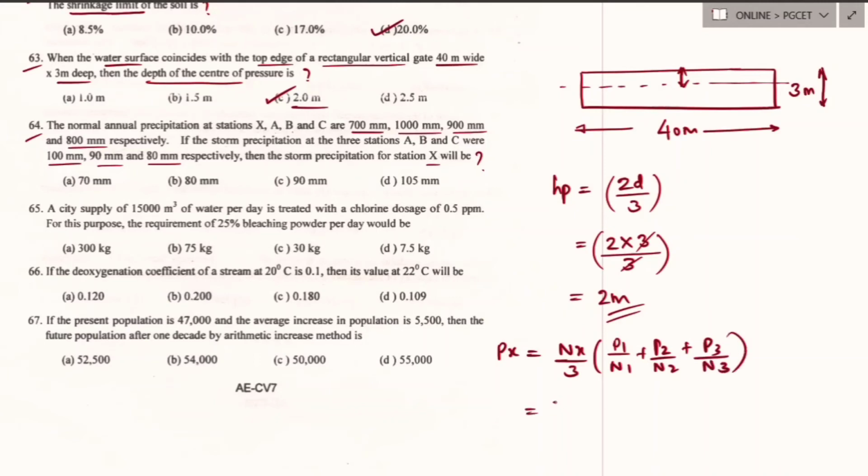It is equal to Nx, the normal annual precipitation, that is 700 mm, divided by 3, times P1, the storm precipitation. So at station A, it is 100 mm divided by normal annual precipitation for station A, which is 1000 mm. 100 divided by 1000 plus 90 divided by 900 plus 80 divided by 800. So if you calculate this, the precipitation at station X will be 70 mm. So option A is the right answer, 70 mm.